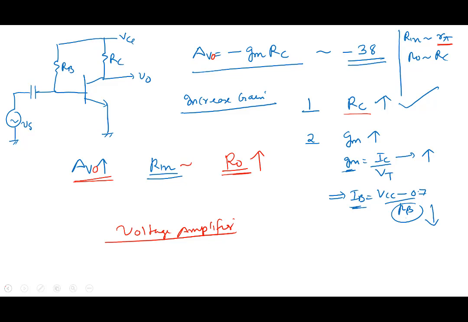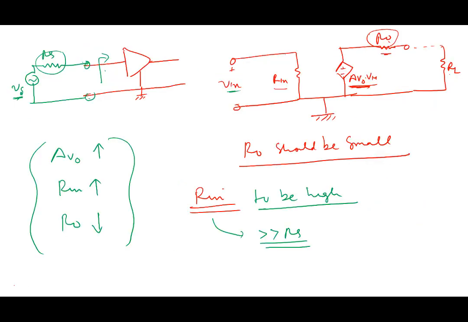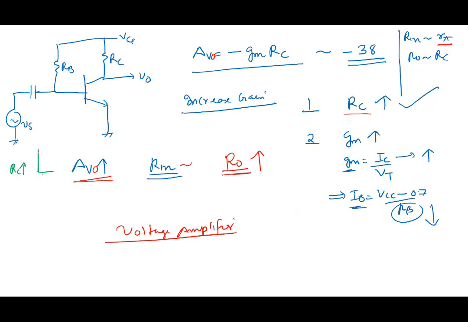So all of you said that if you want to increase gain, one of the ways of increasing open circuit gain is increasing RC. Fine. An increase in RC is causing gain to go up. Rn doesn't change, but R0 also goes up. So are you seeing what has happened? You improved the gain, but you made R0 bad.